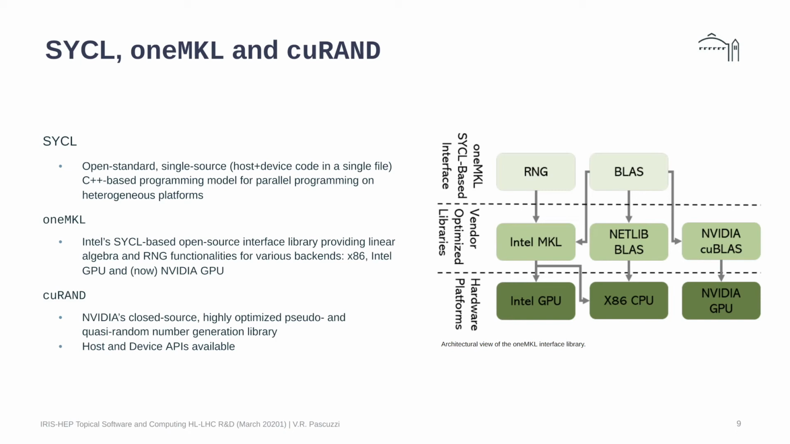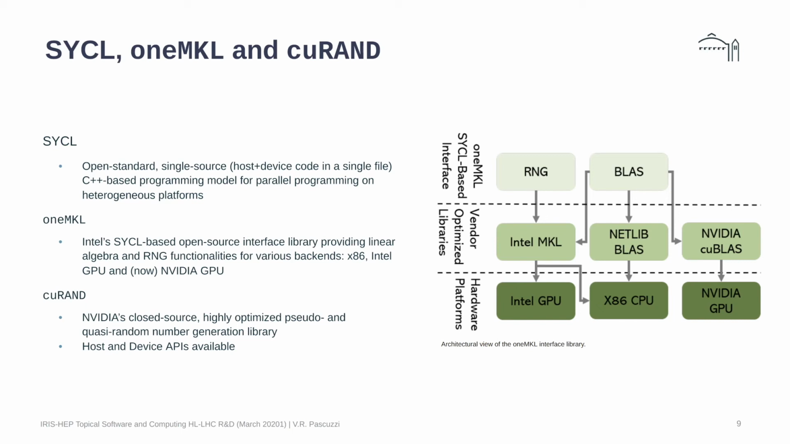And cuRAND, of course, is NVIDIA's closed source, but highly optimized pseudo and quasi-random number generation library, which comes in two flavors. One targets a host, where you can produce random numbers entirely on your host or CPU, or offload the actual random number generation to a device from the host. Alternatively, with the device API, you can do everything entirely on the device, so you don't need any unnecessary data transfers should you want to share those numbers or data.